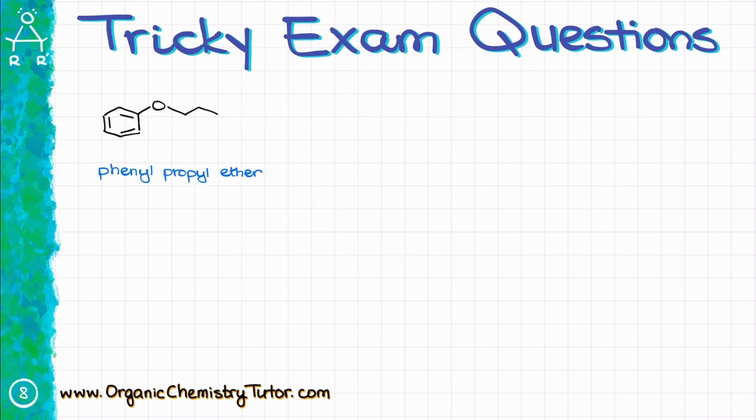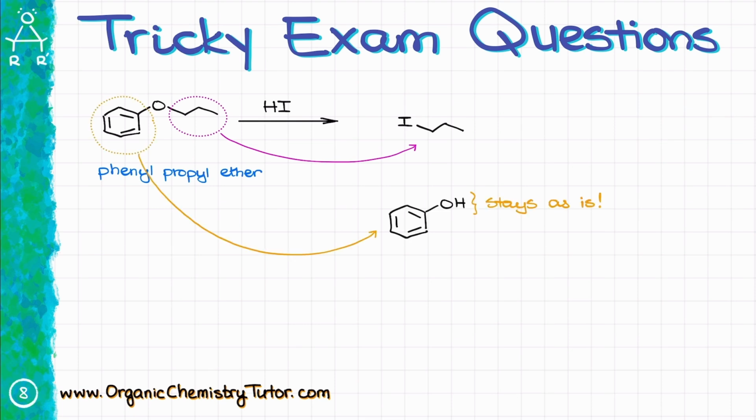Here is another common tricky question that instructors love to throw at students on the test, and that is the cleavage of phenyl ethers. So for instance, here I have phenyl propyl ether, and let's say I'm going to treat it with something like HI. Well, in this case, the right side of the molecule will turn into the corresponding alkyl halide, 1-iodopropane, nothing unexpected in this case. However, the left side of the molecule with the phenyl group will stay with the OH.